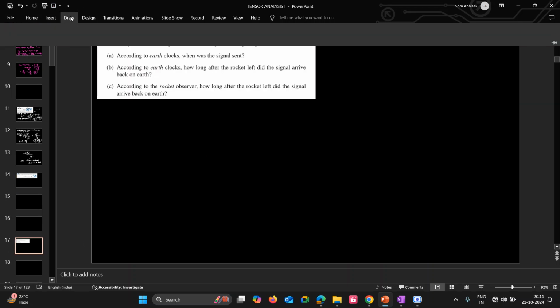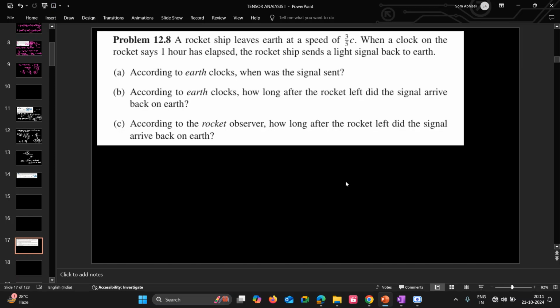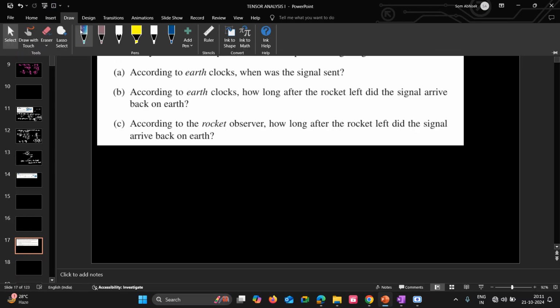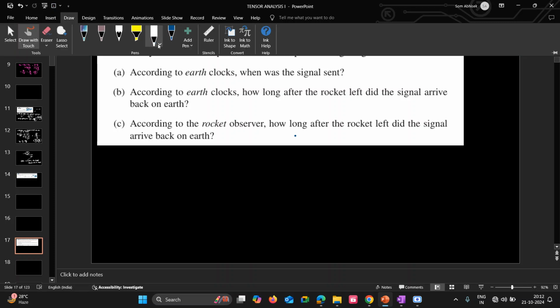Next again. A rocket ship leaves Earth at a speed of this. When a clock on the rocket says 1 hour has elapsed, the rocket ship sends a light signal back to Earth. According to the Earth's clock, when was the signal sent? See, the rocket clock actually runs slow, isn't it? Because the speed is very fast, because of time dilation the rocket clock moves kind of slow.